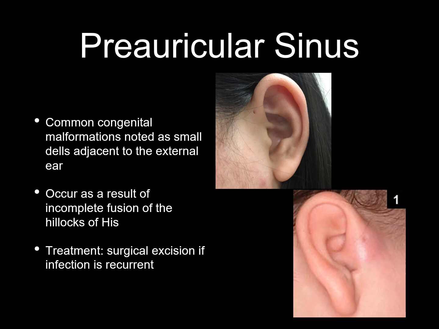The preauricular sinus is a common congenital malformation noted as a small dimple, this one, adjacent to the external ear. It occurs as a result of incomplete fusion of the hillocks of His. If you can recall in embryology, the auricle or pinna is made of 6 hillocks of His. The treatment is surgical excision if infection is recurrent.